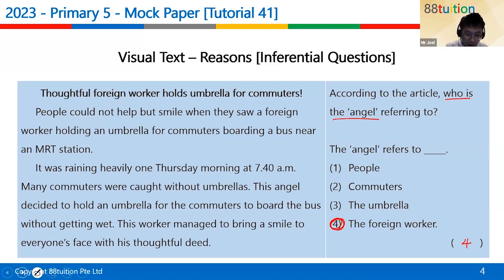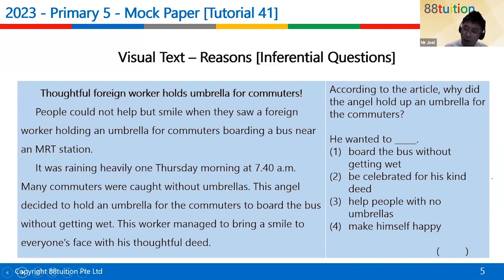Now, another question that we might get is, according to the article, why did the angel hold up an umbrella for the commuters? So, with this inferential question, I don't think it's very inferential. You can kind of get why he did it. So can everyone respond in the chat group first before I give you the answer? Why did the angel hold up an umbrella for the commuters?